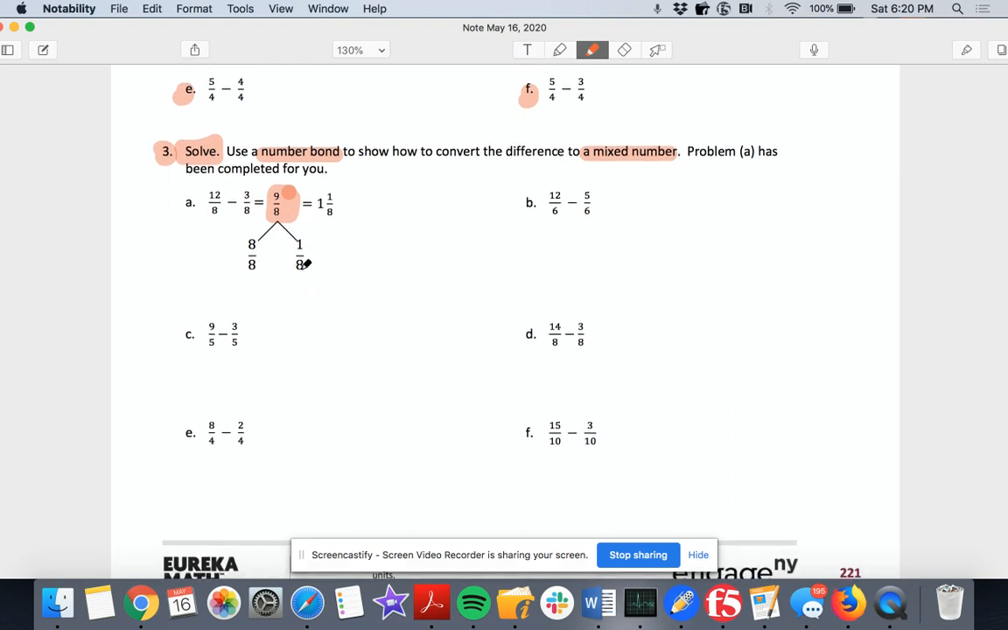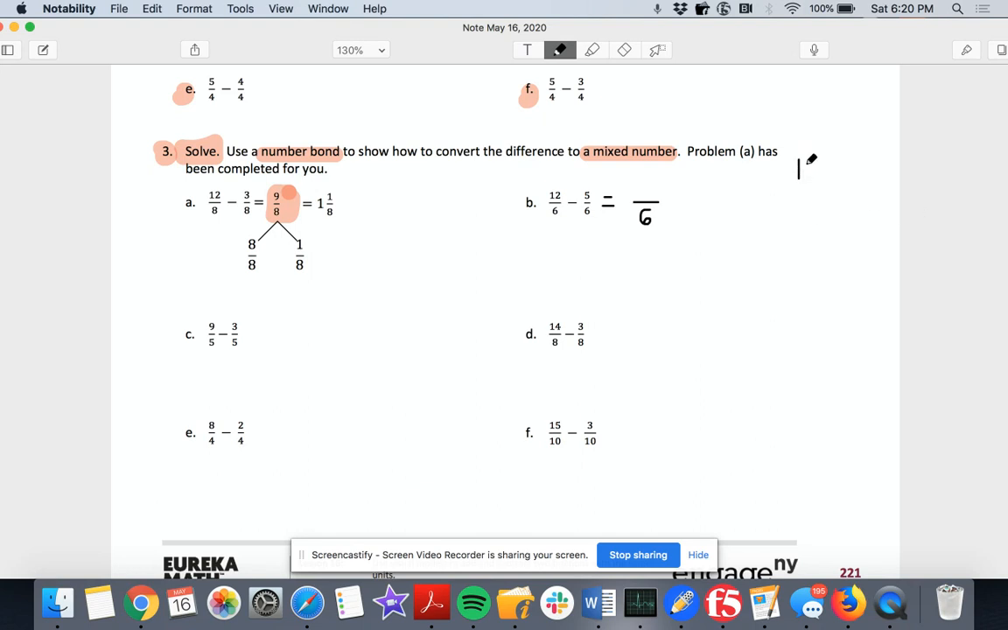So let's do that. Let's work on B right now. First things first, we're going to check if my denominator is the same. 6 is the same as 6. So I am able to subtract, and my denominator, my number on bottom, will stay the same.